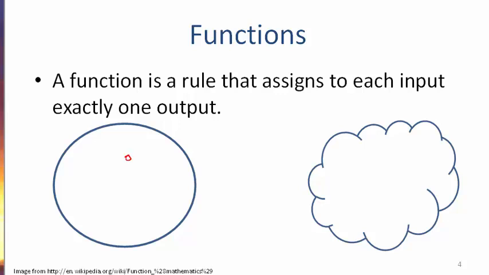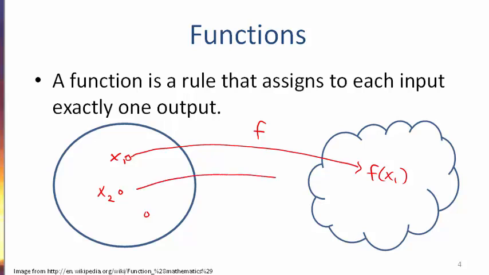Here are my inputs, sometimes known as the domain. You may have heard that before. When I map them over here by a function f, if this is some value x1, over here I get f of x1. If this is some value x2, when I apply the function f, it comes over here and I have f of x2, and so on.